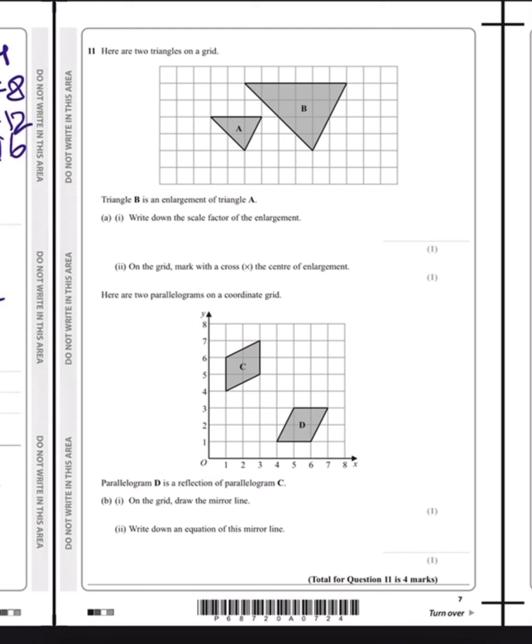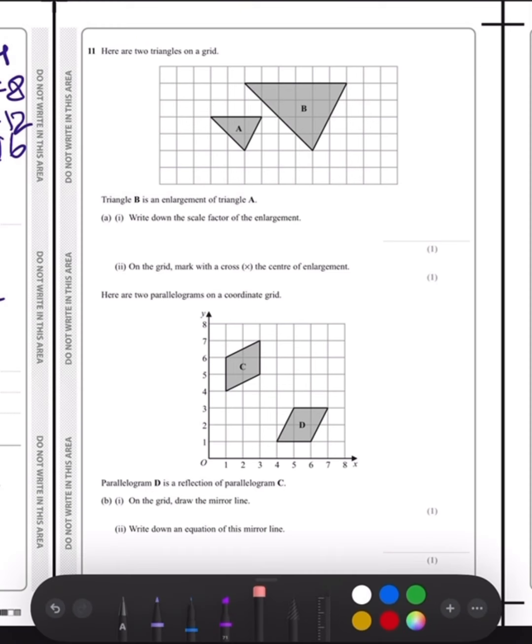Enlargement basically means that triangle B is bigger than triangle A. In a term, enlargement could basically mean the bigger version of triangle A. If you want to write this down, you're free to write it down. Enlargement, bigger version. You can always mark it down.